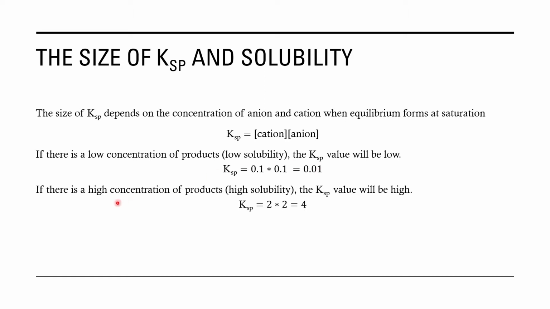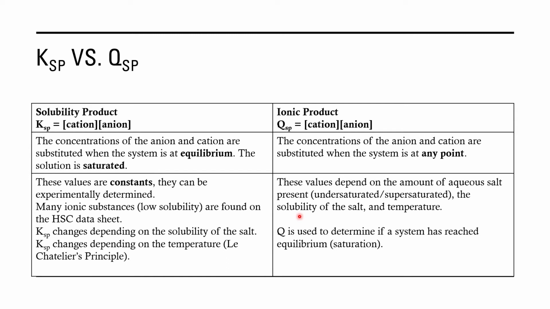In contrast, if we have high concentrations of products, meaning that there is a high solubility, a high threshold before we get to a point of saturation, that will mean that our Ksp value will be high as well. Two large numbers multiplied by each other leads to a larger number in turn. Using some of those concepts, that can also help us to come up with a Ksp versus Qsp style of problem solving. So Ksp is our solubility product.